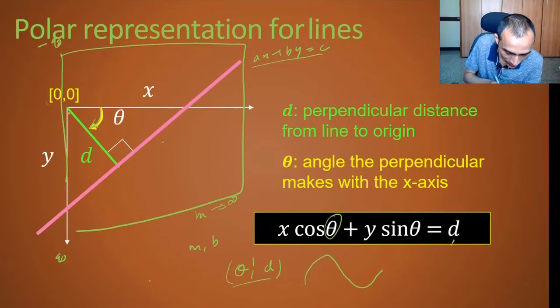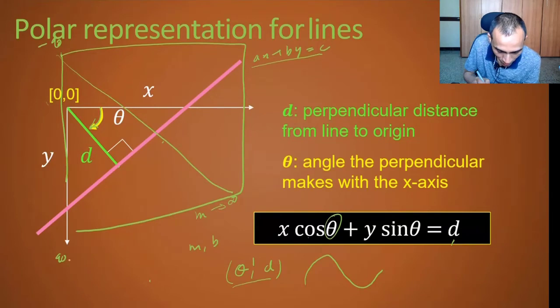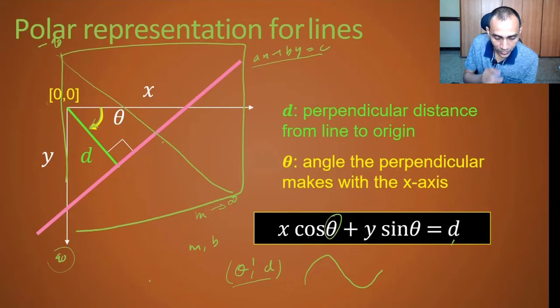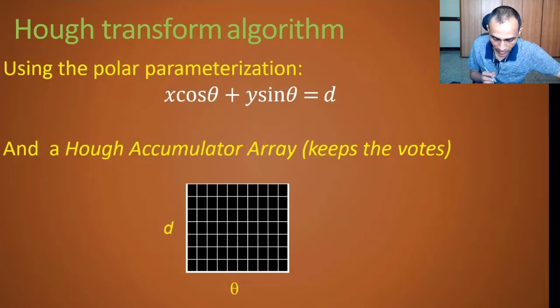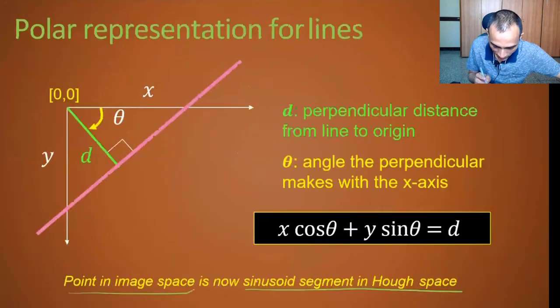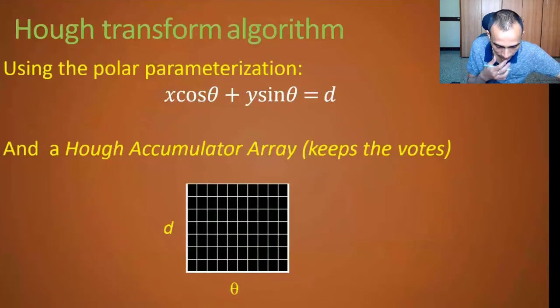Similarly, the d value can range from 0 to the maximum diagonal value, which is the maximum distance in an image, and so on. So now we'll have a finite limit for each parameter, from some minimum to some maximum, and that finite limit will depend on what convention you use. We'll see that in a second. One thing, this is what I said: a point in image space will be a sinusoidal segment in the Hough space. I will see how this sinusoid looks later on.